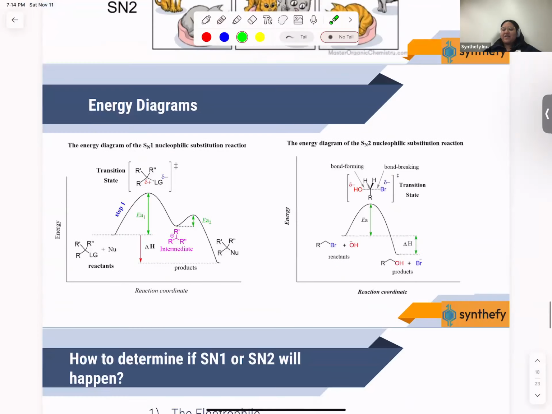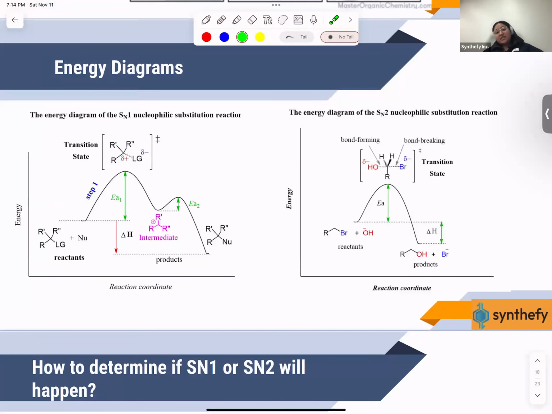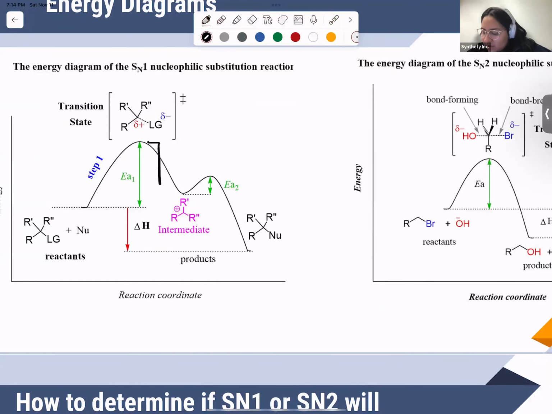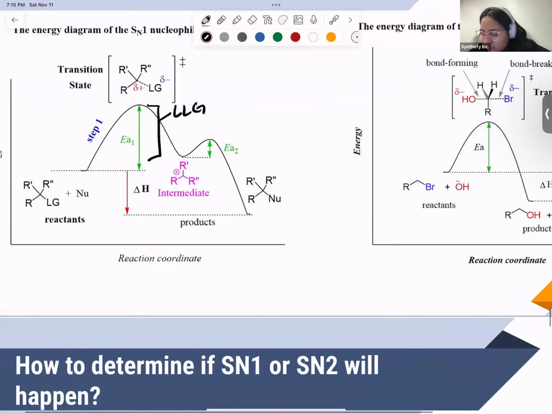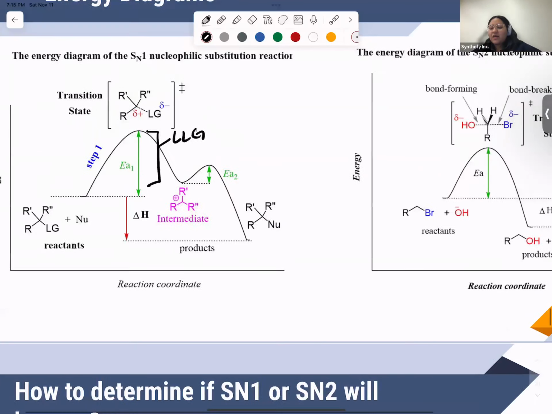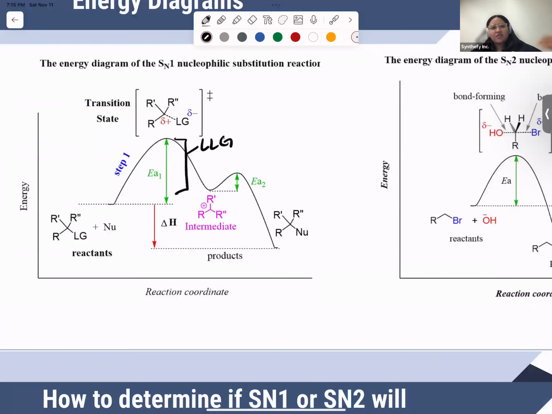Now let's look at the energy diagrams. Some professors may stress energy diagrams a lot, some may not. This is just in case. Here, this energy diagram shows the loss of the leaving group. That's the first step. The first big mountain, the thing that requires a lot of energy, is the leaving group actually leaving. Why does that require so much energy? Because you're breaking a bond. Breaking a bond takes a lot of energy as opposed to making a bond.